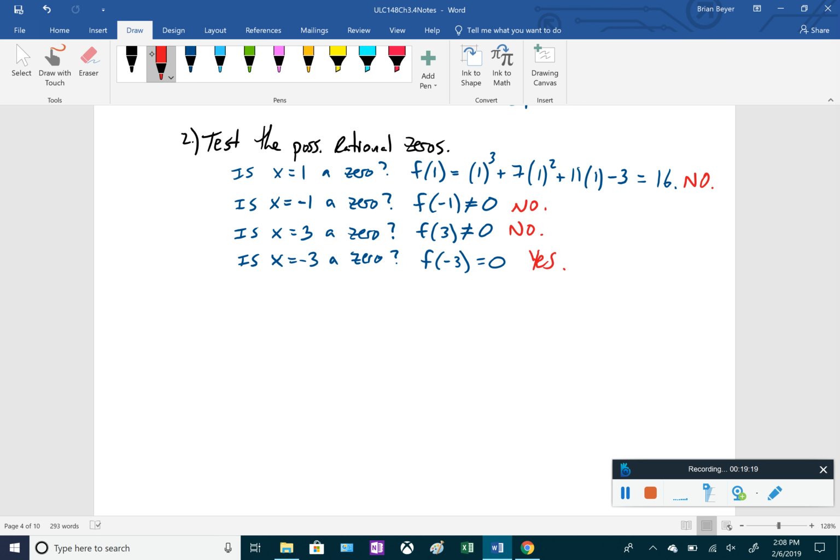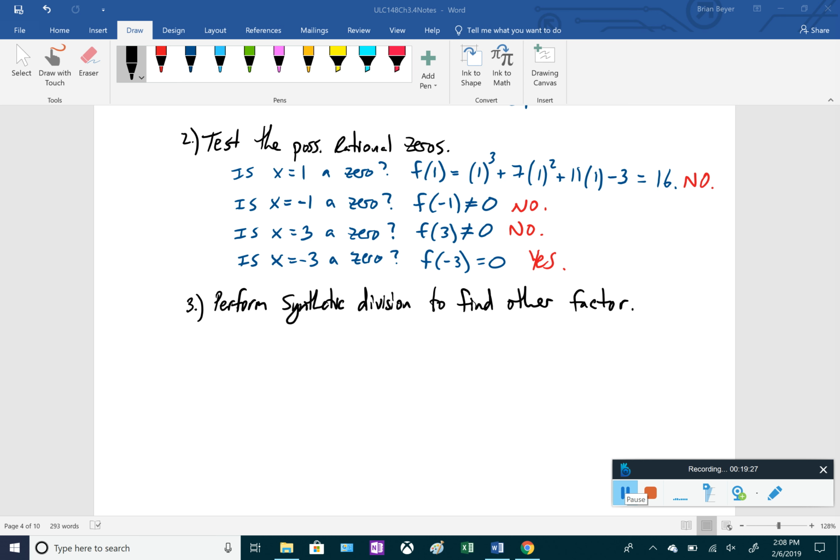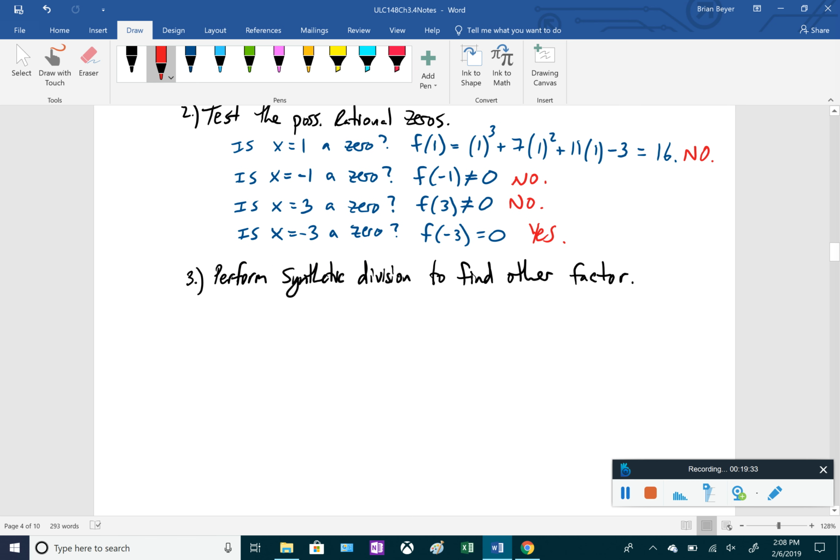Okay, so next what we're going to do is we're going to pick up just like we did in 3.3. We're given a 0 and we're going to use synthetic division, and we're going to do that to find the other factor. Based on the factor theorem, we know that -3 is a 0. So we know that f of -3 is 0. This means that x plus 3 is a factor of the function.